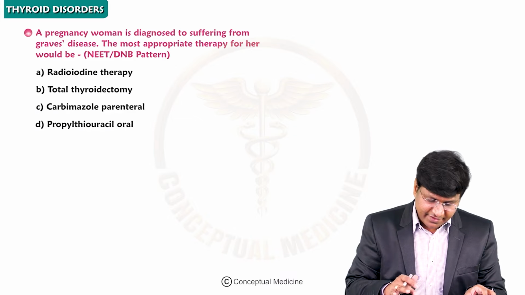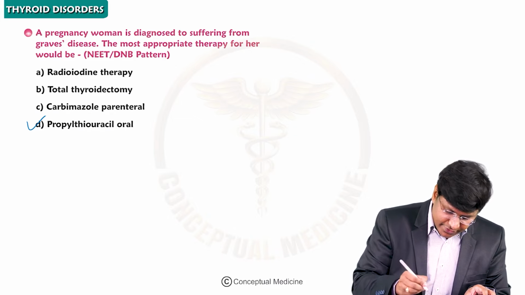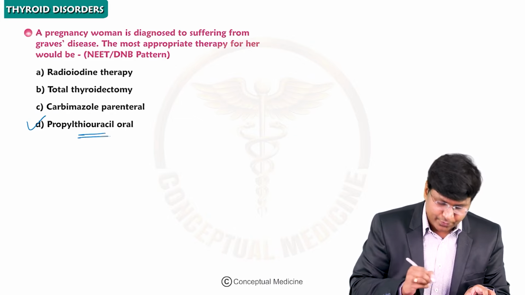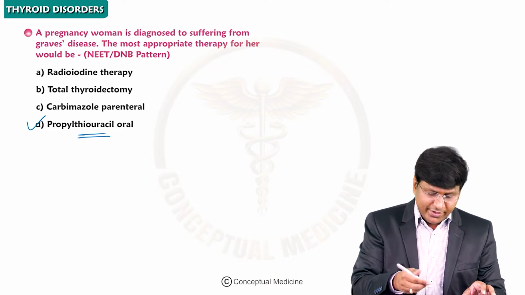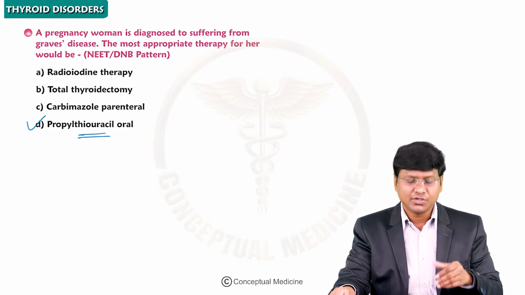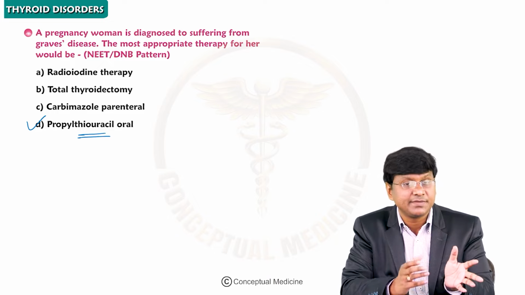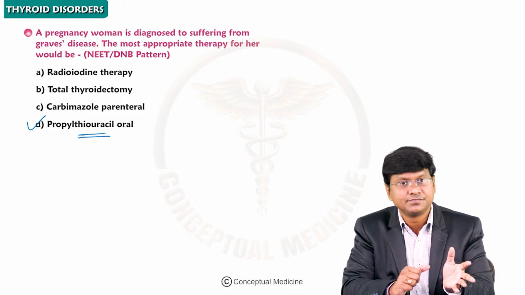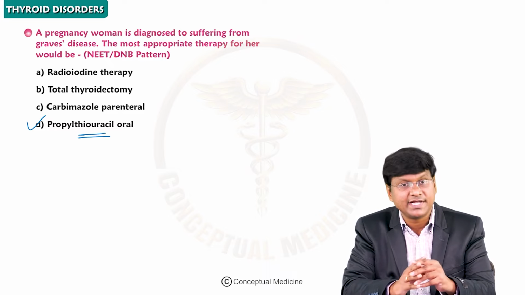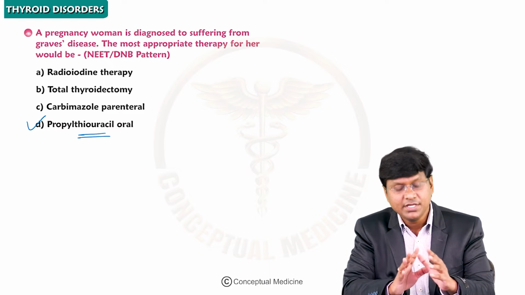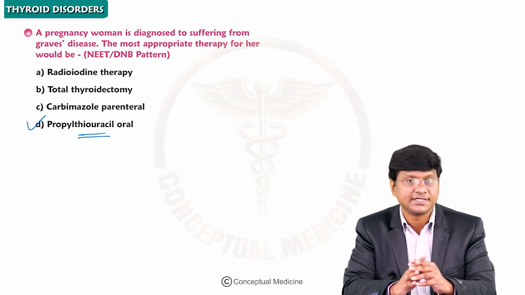So in a pregnant female, what is the treatment option for hyperthyroidism? That is propylthiouracil. Why don't you go with carbimazole? Because the trimester is not mentioned here. In which trimester the pregnant female is, is not mentioned. So why take a risk? Better to answer with propylthiouracil. Okay, so that is about the treatment of hyperthyroidism.